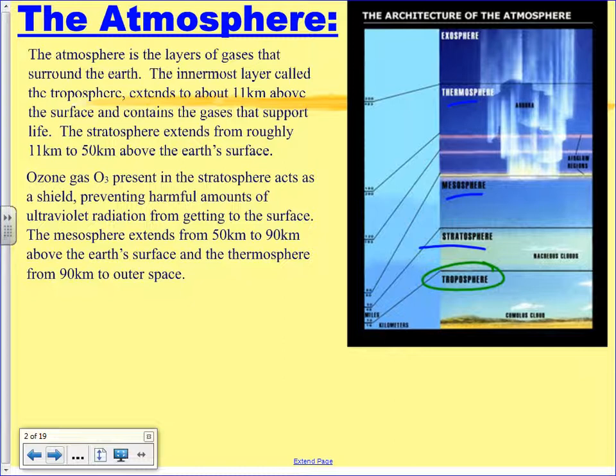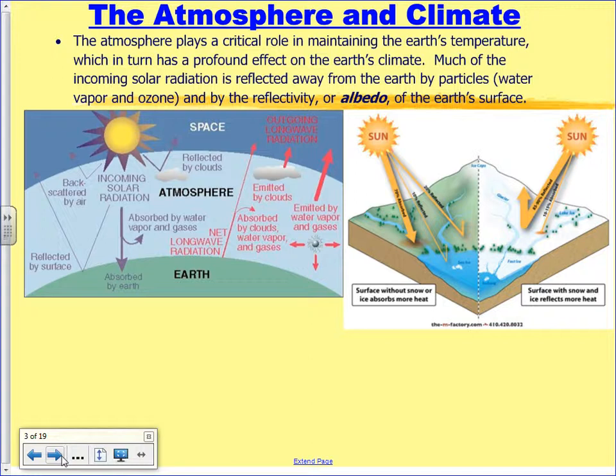Okay, even on the top of Mount Everest or the top of K2, the two highest points, you wouldn't be outside of the troposphere. Right? You'd be near the stratosphere, but not out of it. All right. So the atmosphere does a few things, critical things for us.